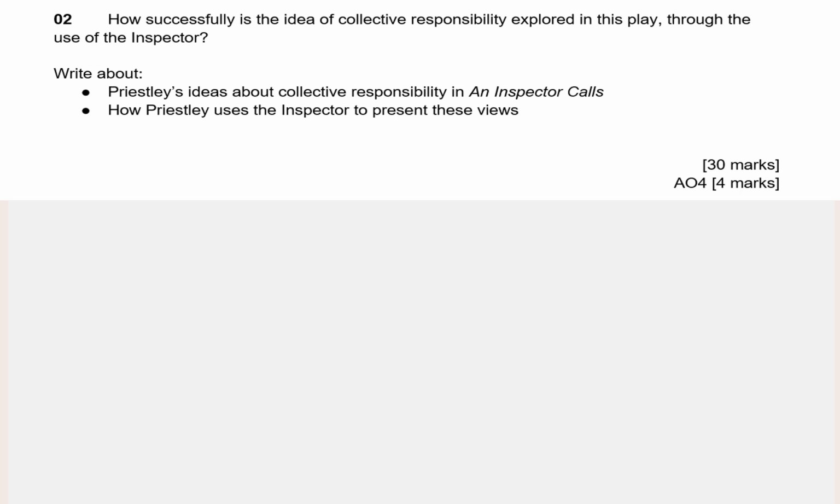First thing we'd do is we'd underline the keywords in the question. Now, the keywords are how successfully, this is where your opinion starts to come in, collective responsibility explored, so show the examiner that you understand the concept of collective responsibility. The main focus of this question is going to be the Inspector. So throughout your essay, you should be consistently making reference to him. That's not to say you cannot bring in other characters, but we need to always bring it back to the Inspector because that's what the examiner is asking you for.